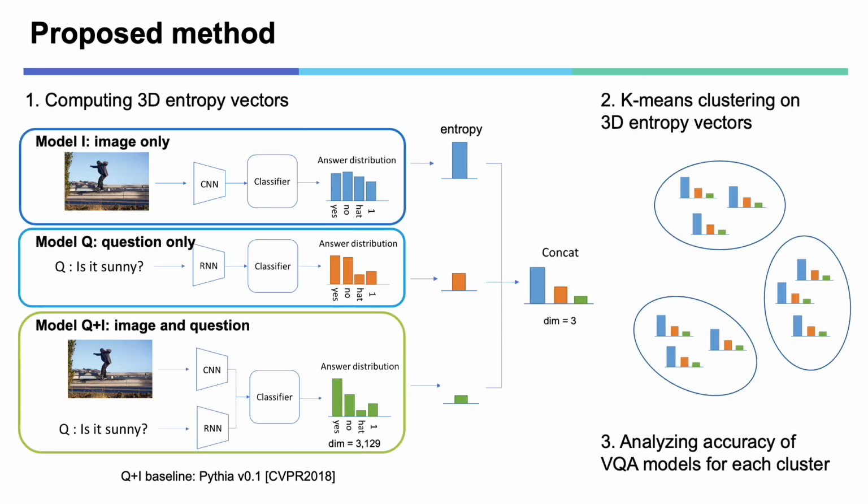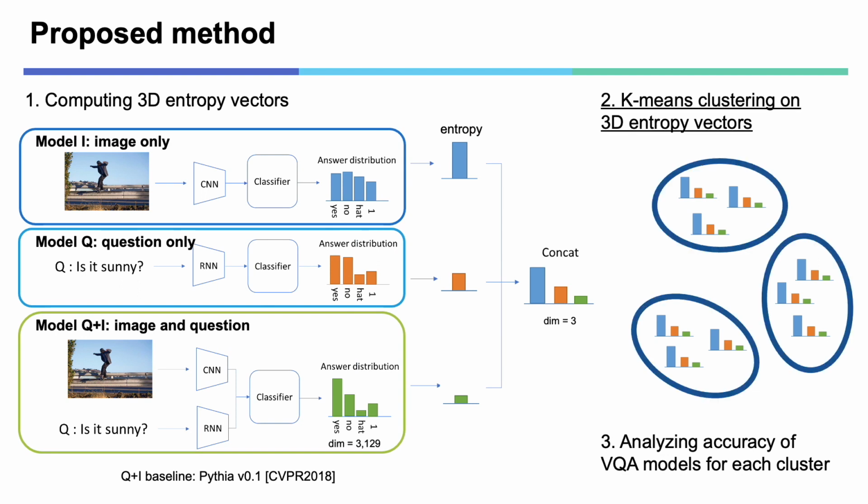The proposed method consists of 3 steps. In the first step, we use 3 VQA models: I, Q, and Q plus I. The I model takes as input image only. The Q model takes questions only. The Q plus I model uses both questions and images, which is a normal VQA model. We use Pythia 0.1 as the baseline model. Then we have 3 answer distributions. We compute entropy values, and finally obtain a 3D entropy vector.